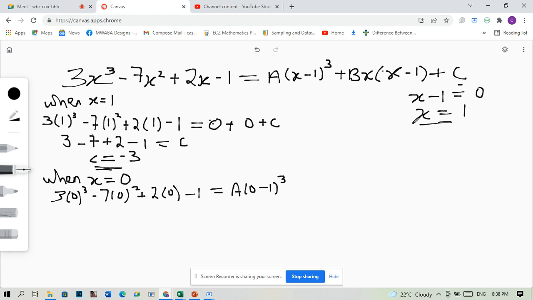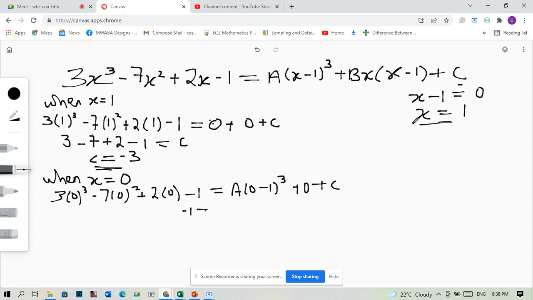When x is equal to 0, our b gets cancelled out because 0 times b times this expression will still give us 0. So plus 0 plus c. 0 cubed times 3, that's 0. 0 squared times 7, that's 0. 0 times 2, that's 0.